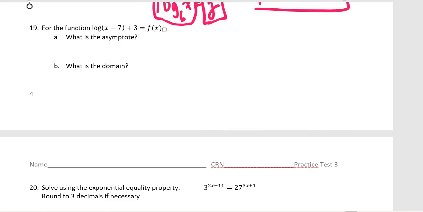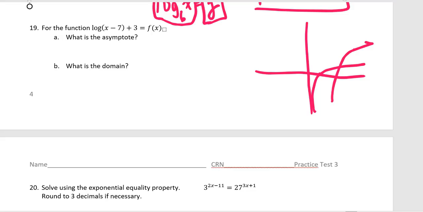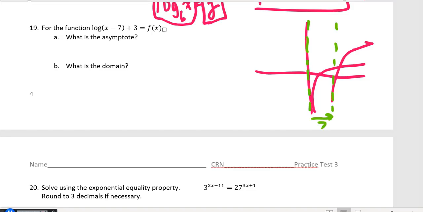Okay, number 19. This is a function, and you can see it's been shifted right 7 and up 3. We can see that. So if I had to draw a little quickie sketch, I could do that. We know it's a log. It looks like this. That was the original one. Now I'm going to shift it right and up, so it's going to go right 7 and up 3, like that. So my asymptote moved with it. My asymptote was x is equal to 0, but now it's going to be x is equal to 7. Still going to be a vertical asymptote, but just going to move over. It's shifted right 7. That told me that.